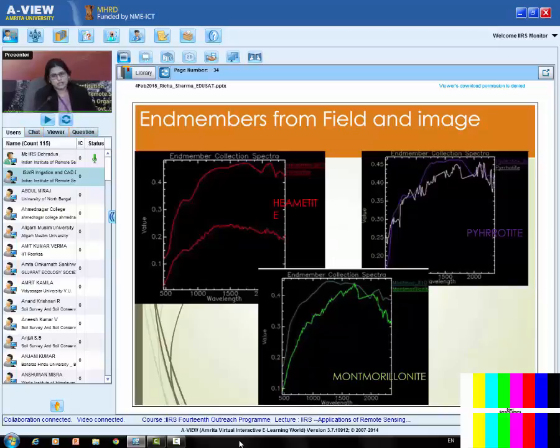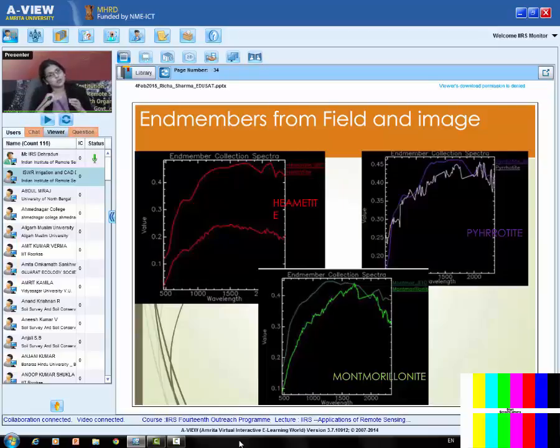Now you can see that these are the three different spectra that we have got from the field as well as the image, and the same procedure has been applied, the same kind of corrections: atmospheric correction, then data reduction techniques, then the pixel purity index. We have identified the pure pixels, plotted those pure pixels into the scatter plot, and then generated the spectra for the selected endmembers.